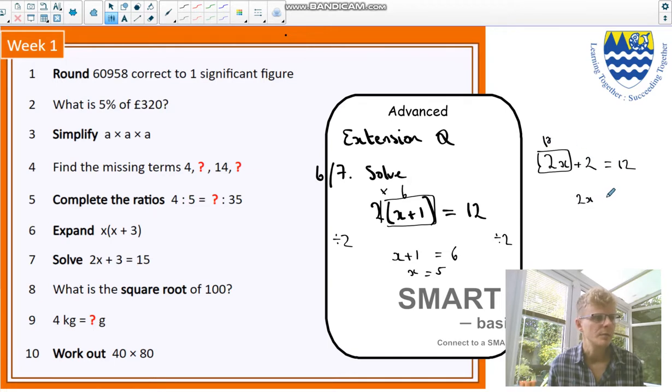So now we can say that my 2x is worth 10. And now 2 lots of a number is 10. So 1 lot of that number must be worth 5. Okay, and you can see in both cases we arrive at the same answer. In this one, we did slightly less work to get to that answer.